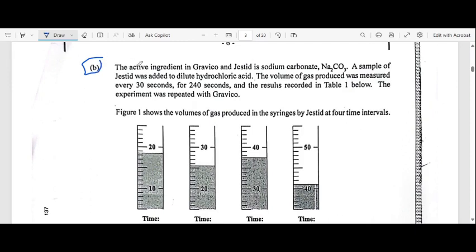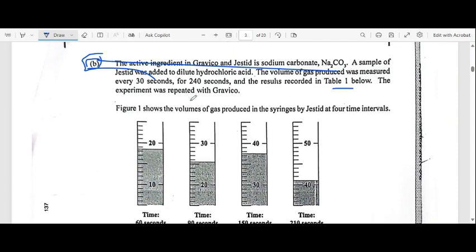Hopefully you enjoy it. So the active ingredient in gravicle, an antacid, is sodium carbonate, Na2CO3. A sample of the antacid was added to dilute hydrochloric acid. The volume of gas produced was measured every 30 seconds for 240 seconds, and the results recorded in Table 1 below.